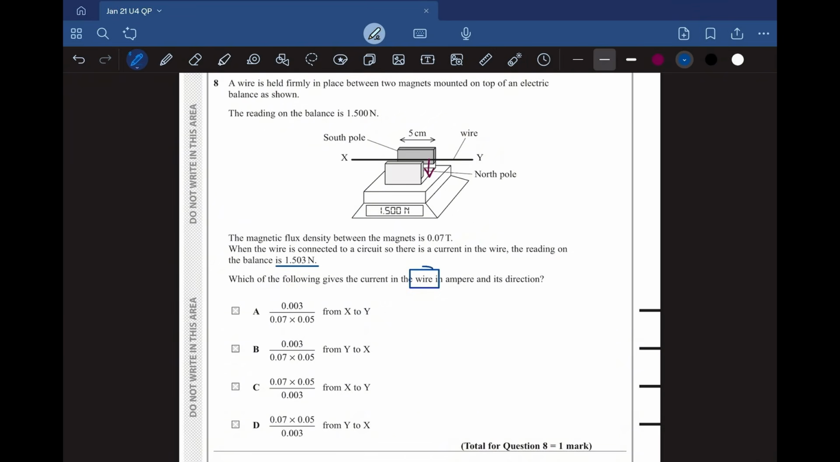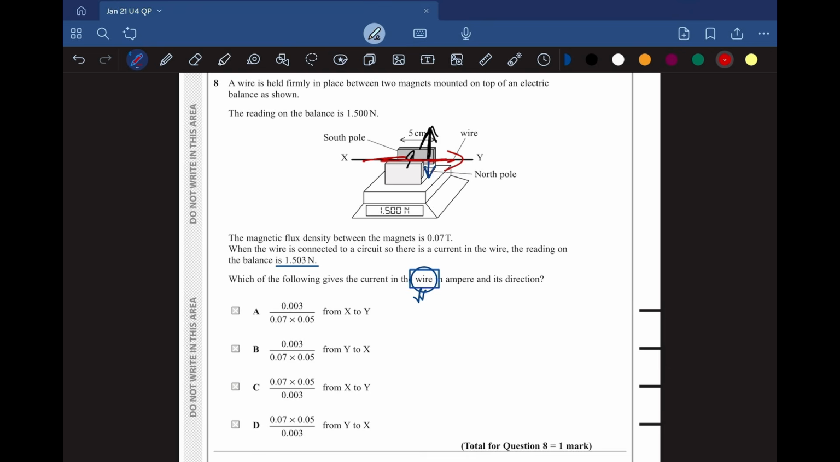Now it says on the wire. So basically this force downward was exerted by the wire on the balance, but we are talking about the current in the wire. So when we are talking about the current in the wire, we will have to take into account the force that is acting on the wire. So according to Newton's third law, there will be a force acting on the wire upward. As there is a force acting on the wire upward and the magnetic field is from the north pole to the south pole, if we use Fleming's left hand rule, we will figure out that the current's direction is towards the right. So we can say from X to Y, right?